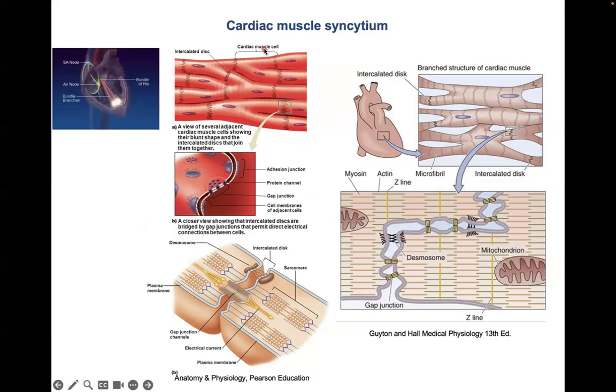In summary, the cardiac muscle cells generate action potentials. These are the pacemaker cells, which I will discuss in the next slide. And the action potentials spread instantaneously. So this is why we call the cardiac muscle cell a syncytium.